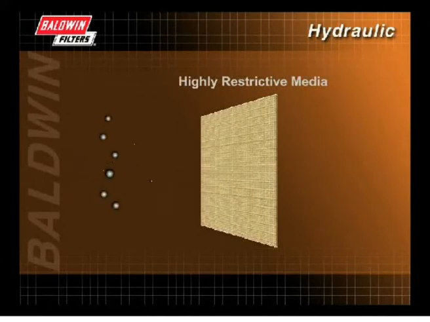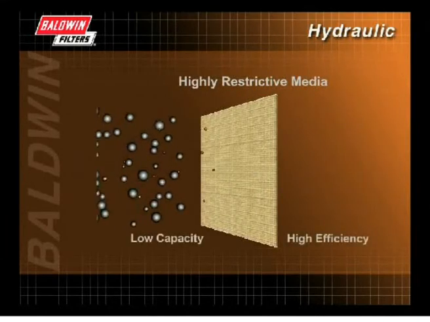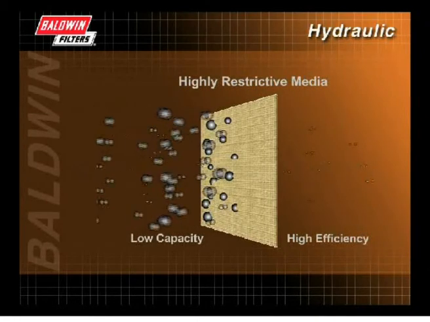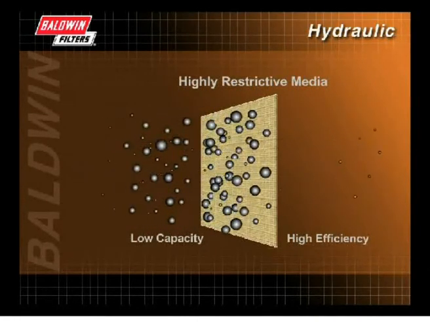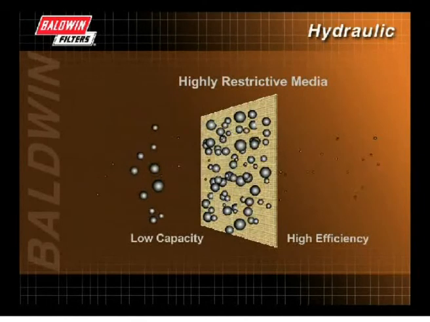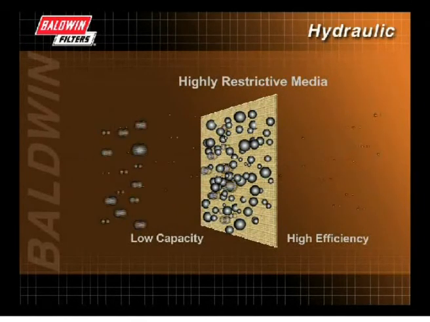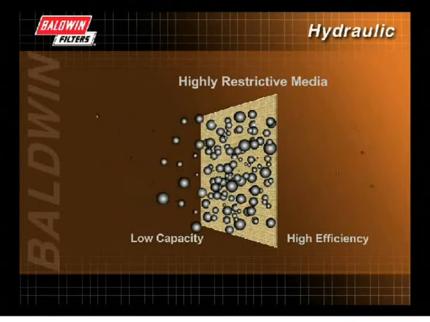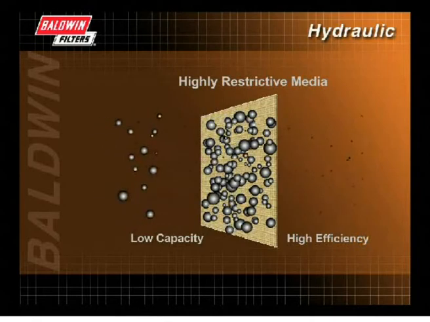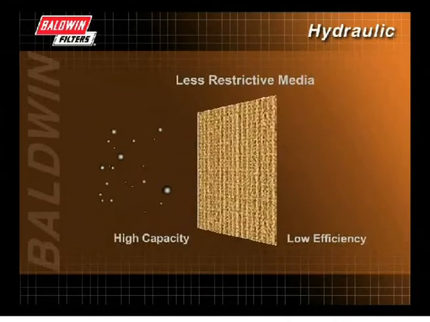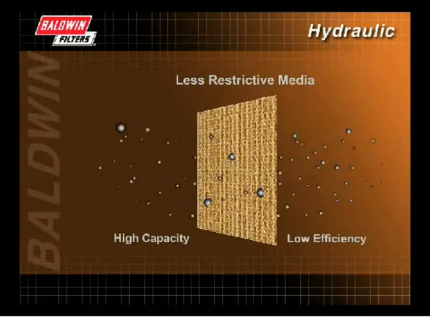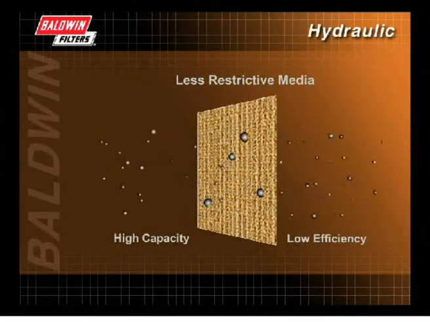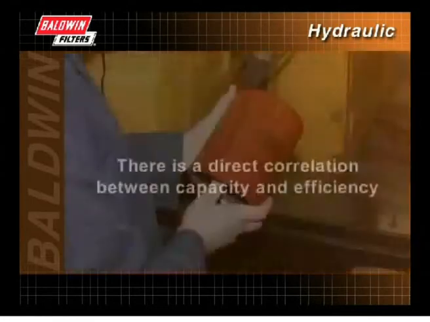That same restrictive media, however, may lower the filter's capacity. Capacity is the amount of contaminants the filter media can hold before the pores begin to plug, interrupting proper fluid flow through the filter. Highly restrictive media that increases efficiency allows less fluid flow and, as a result, decreases capacity. So, as efficiency increases, capacity typically decreases. Therefore, a filter with high capacity may have less efficiency. Because of this, filters must be capable of removing the damaging particles while still allowing for proper fluid flow.